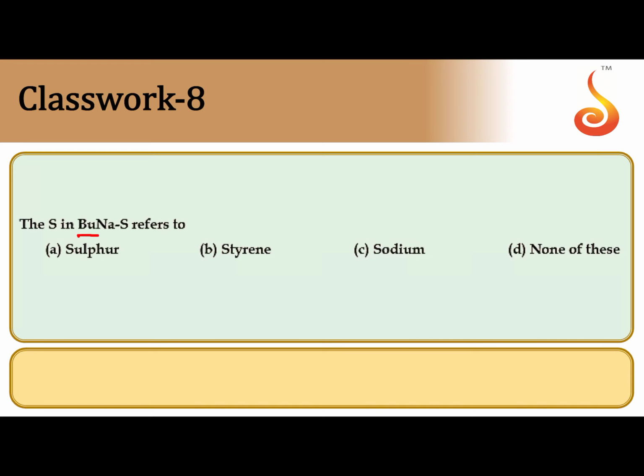The S in Buna-S rubber. Buna-S rubber is nothing but the copolymer of butadiene and styrene under the catalyst sodium. So Bu indicates butadiene, S indicates styrene, and Na stands for the catalyst sodium.